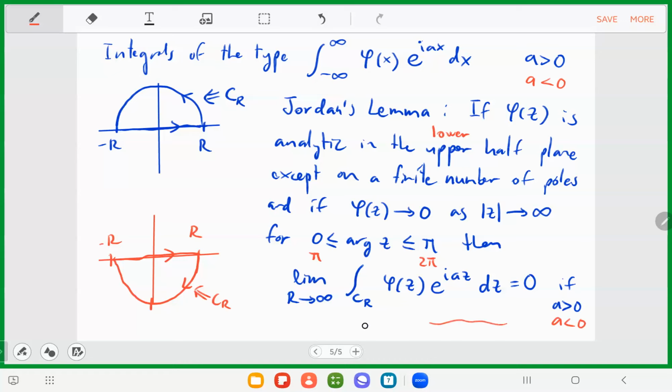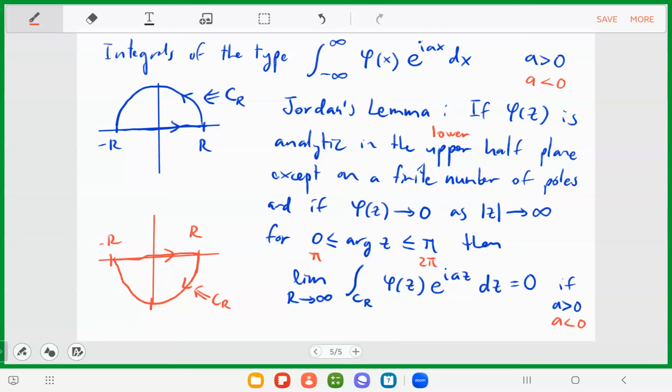I'm not going to prove Jordan's lemma, but it's important to base our method on assuming that Jordan's lemma is true. And notice that here the function phi can be any function, not polynomial or anything. The only important thing is that the function goes to 0 for large z. And well, it doesn't need to go to 0 for every z, only for the z on the upper half plane or lower half plane when the modulus goes to infinity.